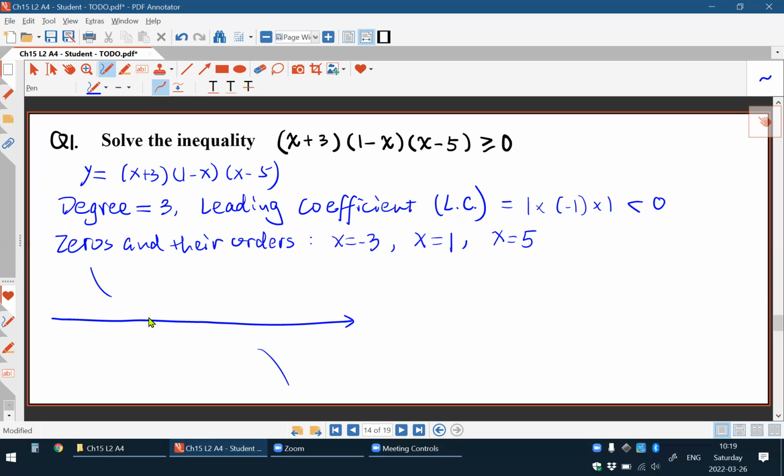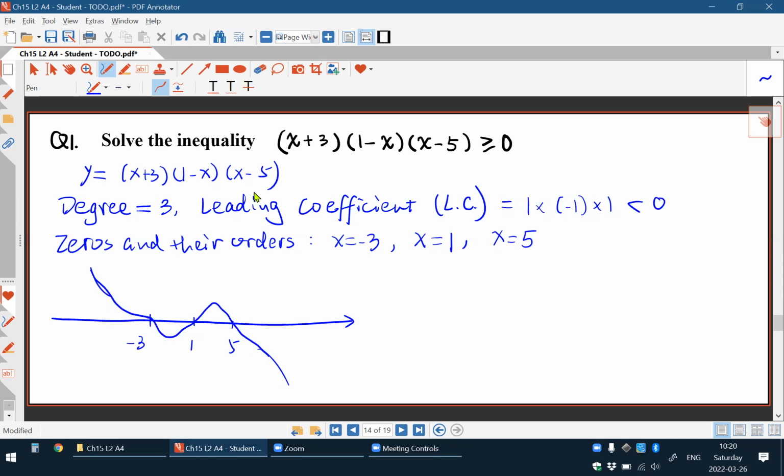Then we consider the behavior in the middle. First of all, -3 is a zero, 1 is a zero, 5 is another zero. Okay, so this function will go all the way to the first zero. Then, because all of them have order 1, they change sign at each of the zeros. So change sign, back to the next zero, change sign, then back to the next zero, change sign. Then we'll go like this, right?